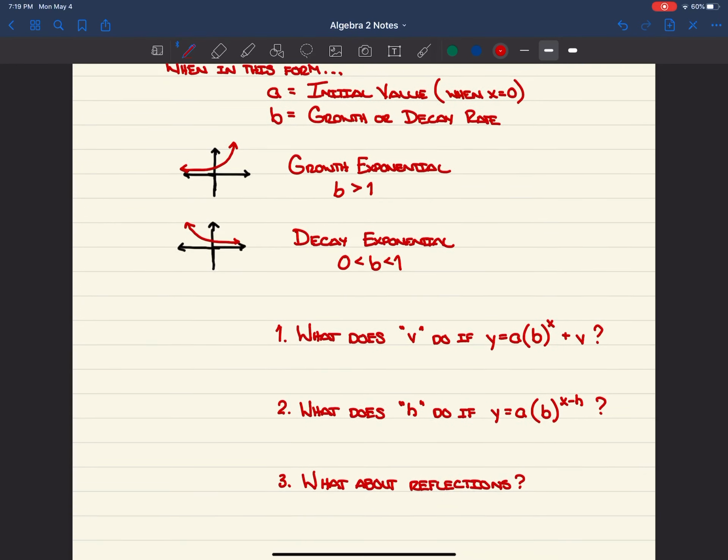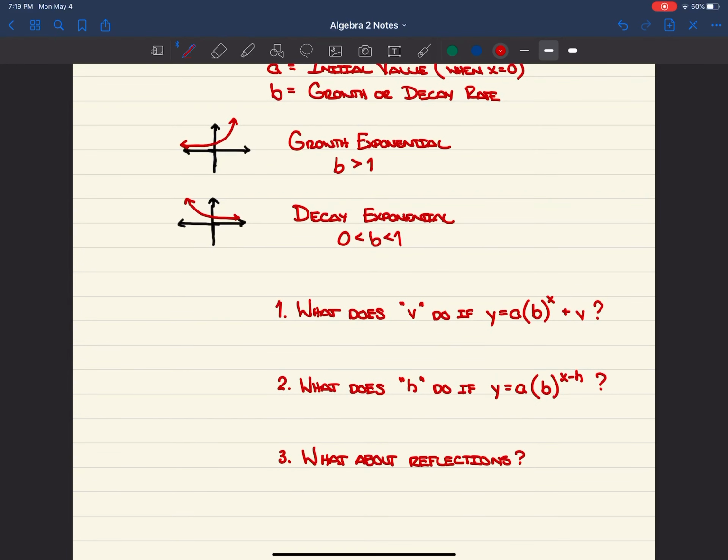Now, just like we've done before with quadratics and polynomials, we can have transformations on these graphs that can move them left or right or up or down. So I've got 3 questions here, and it says, what does the variable v do if y equals a times b to the x plus v? If you want to pause it and think about it for a minute, you can.